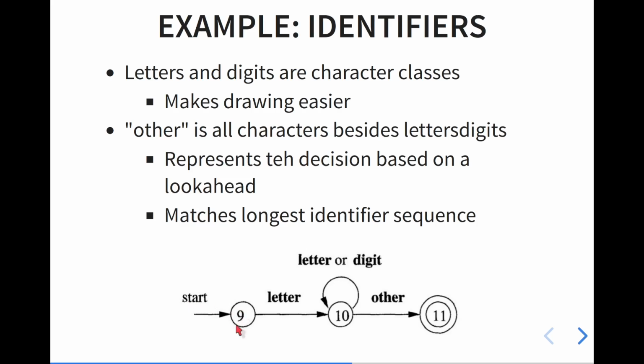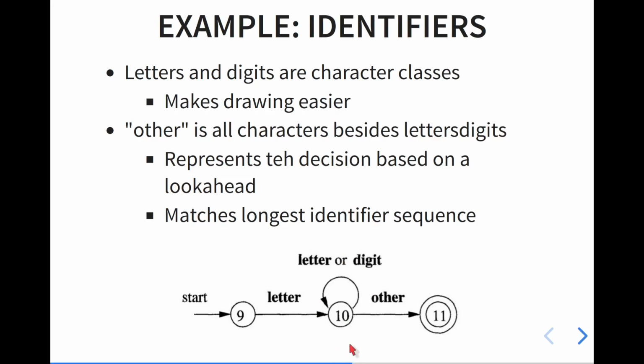So what this is saying is, we're in state 9, and only if we see a letter do we transition to state 10. Otherwise, we fail to match. You can imagine transitioning to an error state. What about when we're on state 10? What if we see a letter? What state do we transition to?